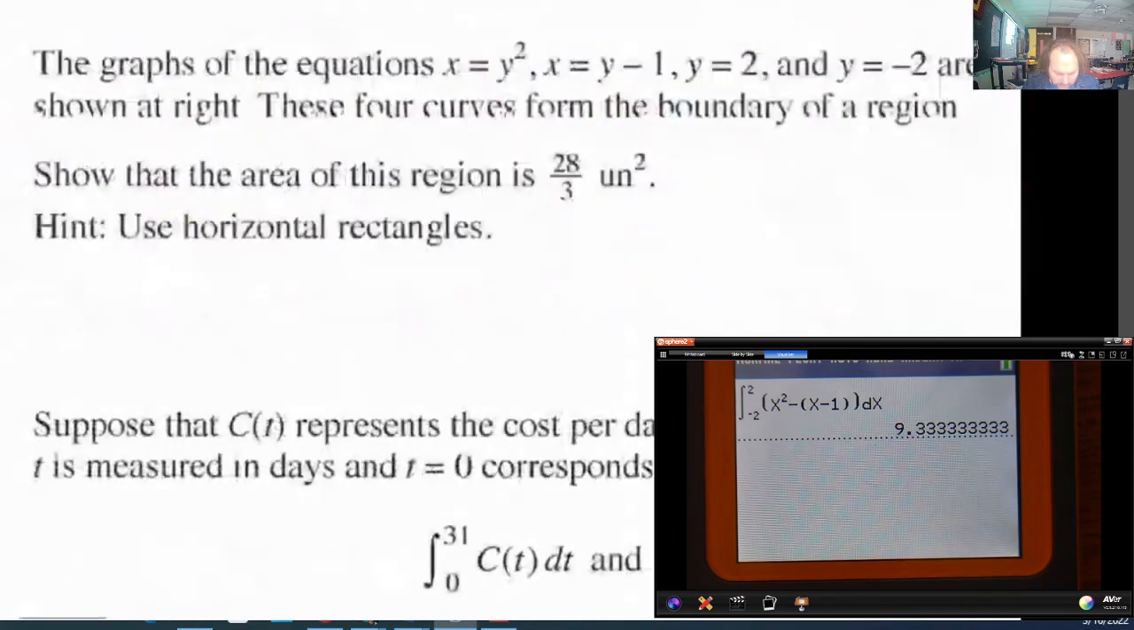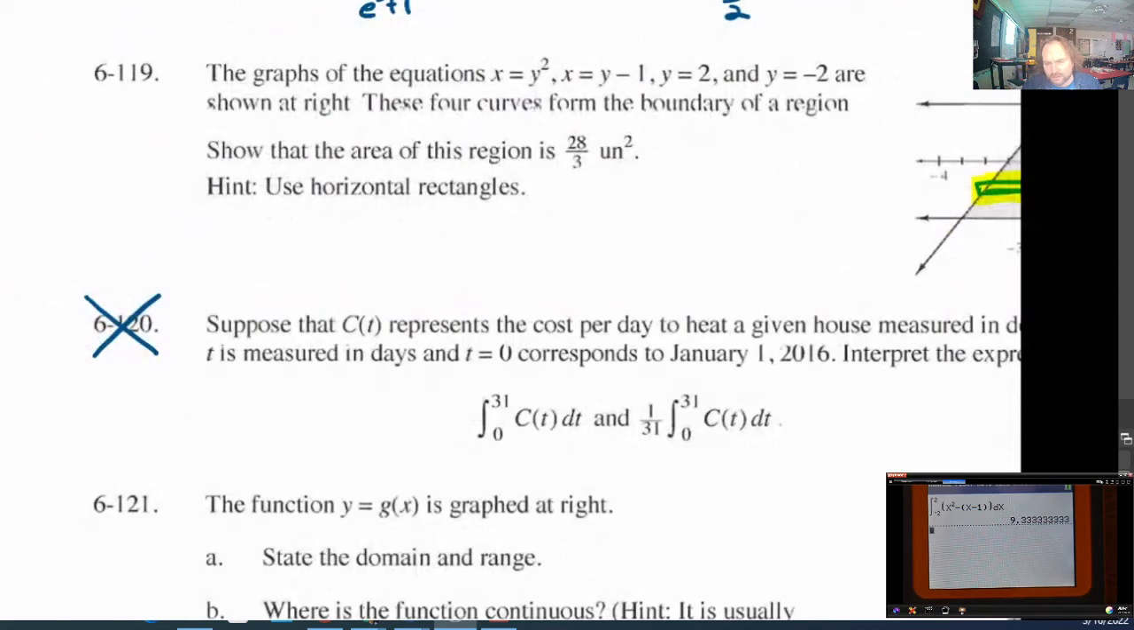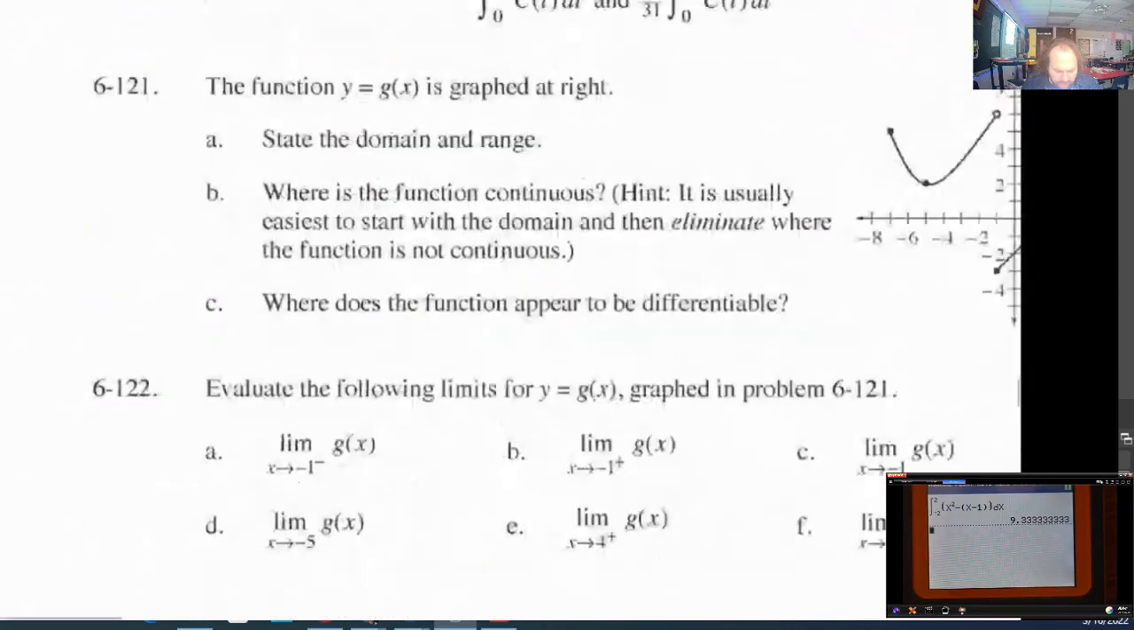Next question. We're not going to be doing 6.120, although it's a pretty easy question. We're not going to do it anyway.